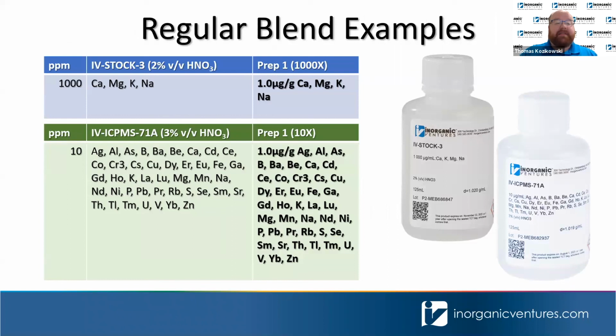So our IV Stock 3 solution is a 1000 ppm calcium, magnesium, potassium, sodium, all at the same concentration level. We're able to do a single prep to match with our high standard, and everything works well with just one dilution. Same thing with our IV ICP-MS 71A. It has many different elements, all at 10 ppm. So therefore we can again do a single prep to match everything to our high standard at 1 ppm.